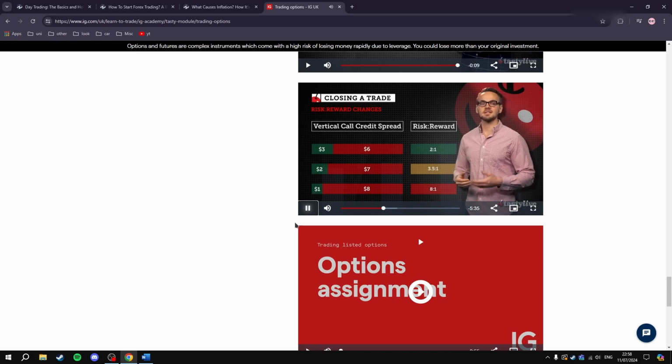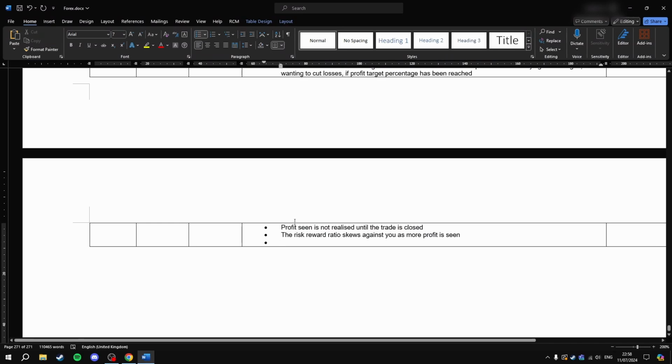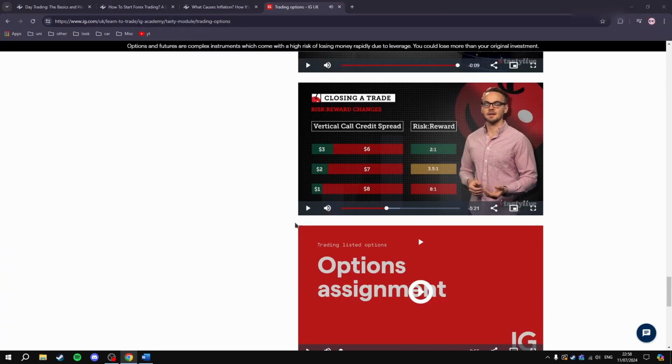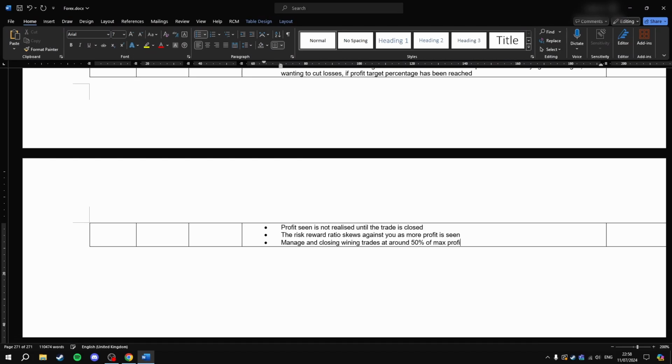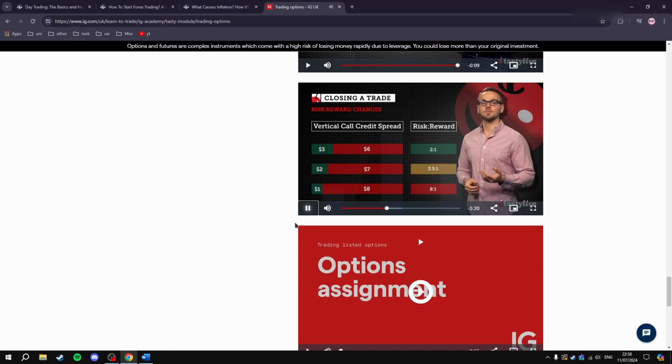For debit trades, this still holds true. The strategies we buy increase in value, which means we now have a more valuable trade that can still expire worthless. This is why we tend to manage and close winning trades at around 50% of max profit, rather than chase the 100% mark.